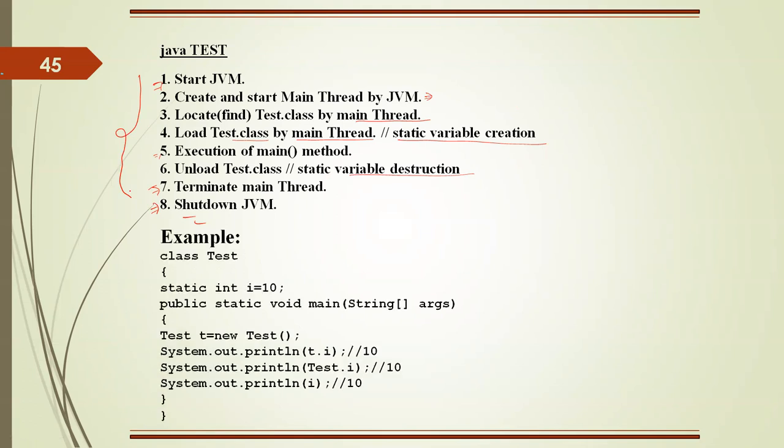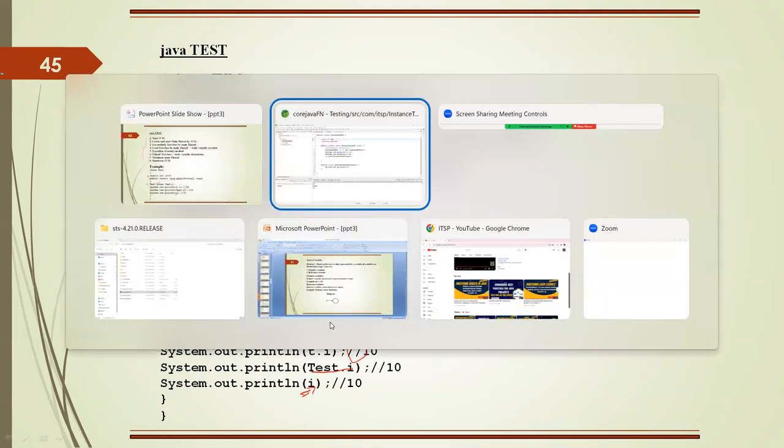Now here you can see we have a static variable i equals 10 and void main. In the Test class, we created one object using a reference, an object of the Test class. So System.out.println(t.i), we can access it, 10 is there. By using the class name Test, we can access it, or we can use it directly. This is an example.